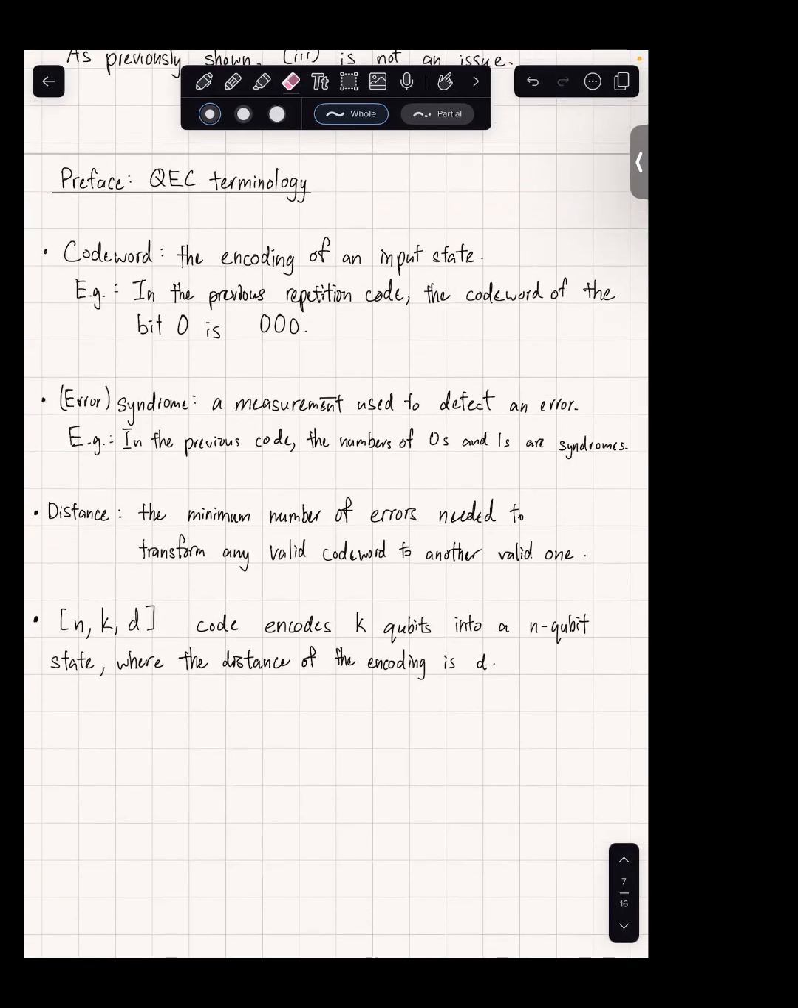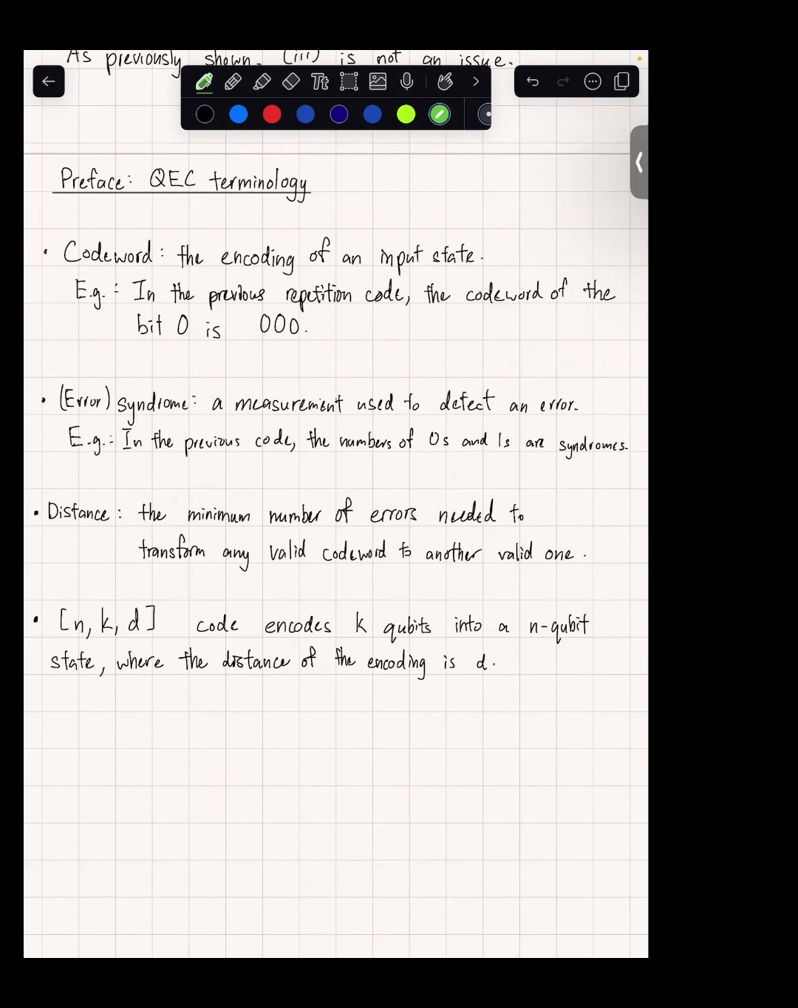So one last thing before we begin with introducing quantum error correcting codes, I would like to define some terminology that will help later on in this lecture. So the first thing is the idea of a code word, and that is the encoding of an input state. So for example, in the previous repetition code, we had an input state of 0 or 1, and our code word for that bit would be 000. Or if the input state was 1, then the code word would be 111. So this is our encoding of the input state.